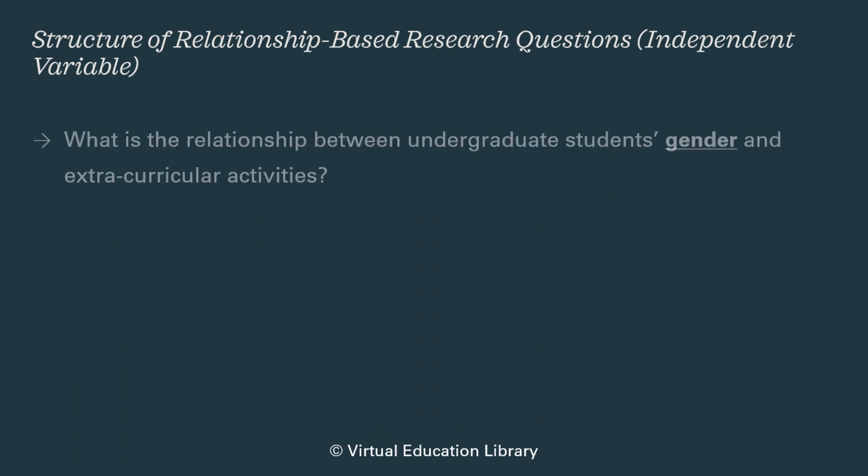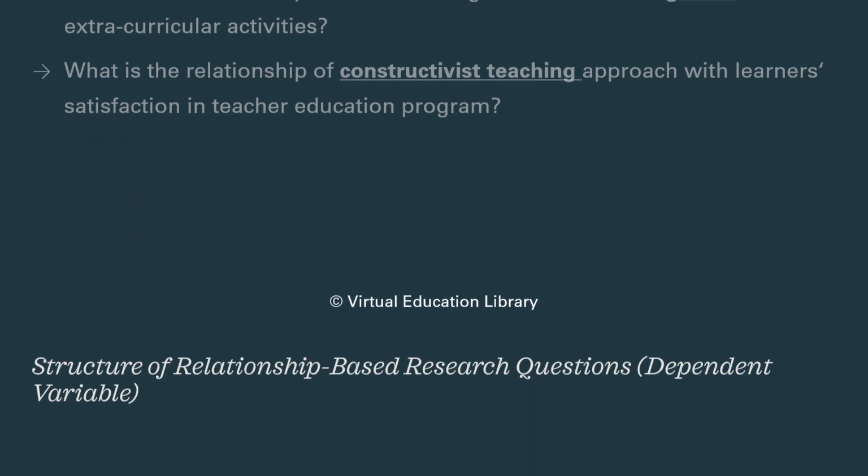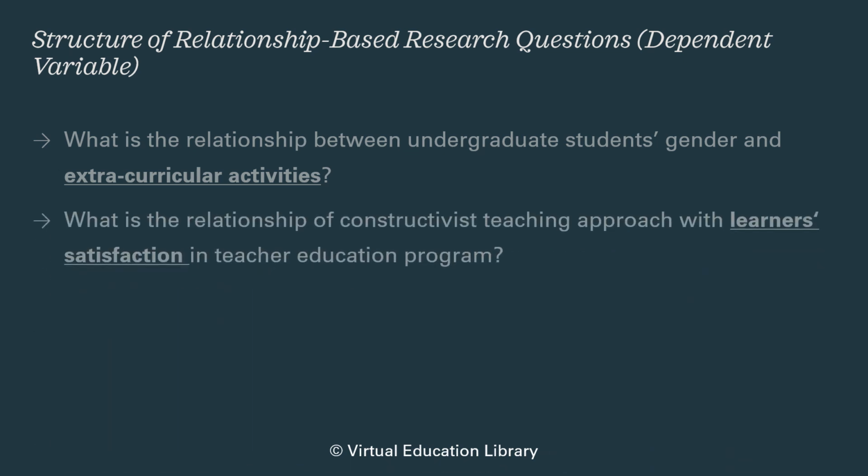Now, a relationship-based research question will include the independent variable and the dependent variable. In the context of this example, the independent variable is gender. What is the relationship between undergraduate students' gender and extracurricular activities? In the other question, the independent variable is the constructivist teaching approach, with learner satisfaction in teacher education programs. Now, the dependent variable. The dependent variable in the first example is extracurricular activities, and in the second example it is learner satisfaction.